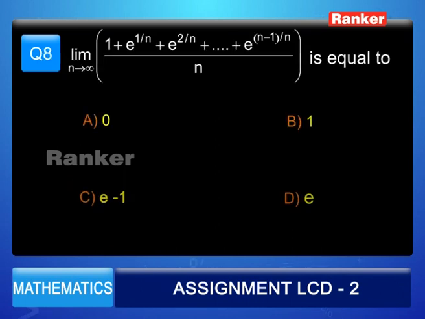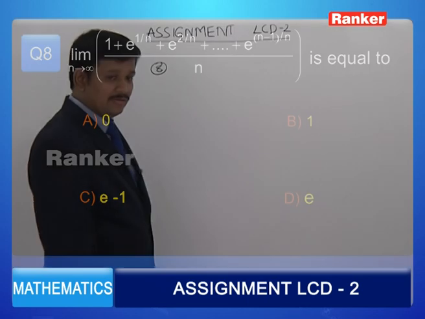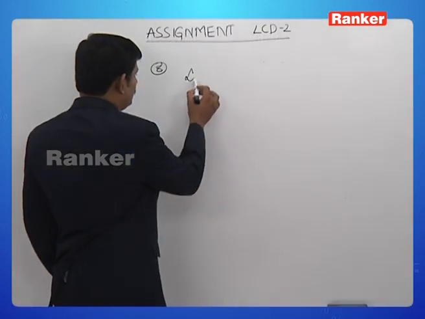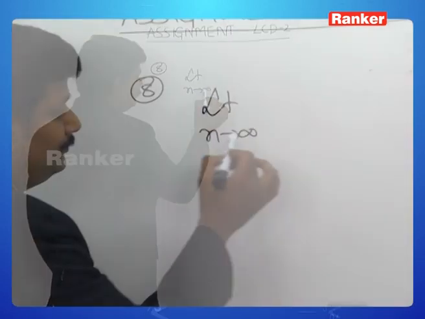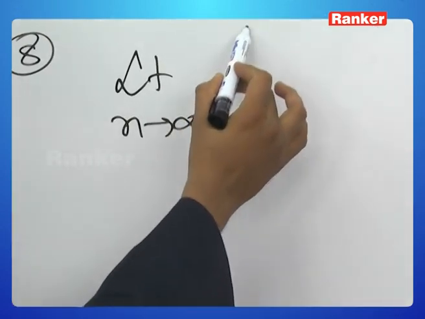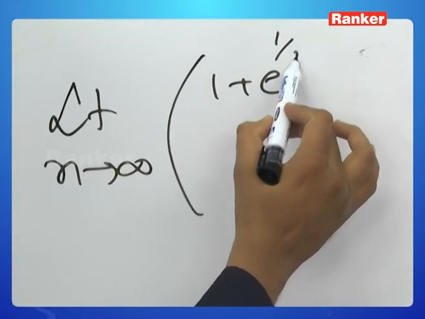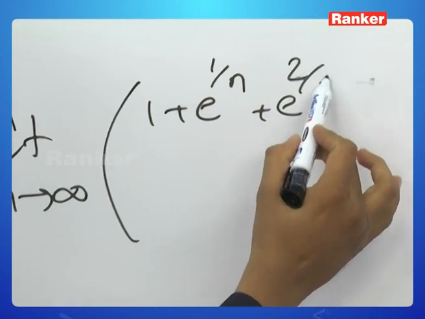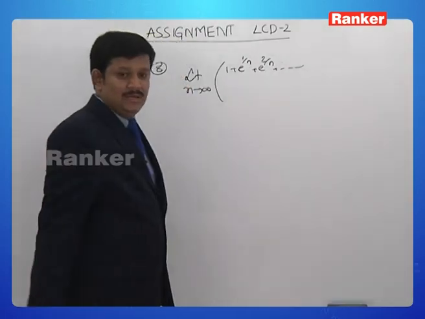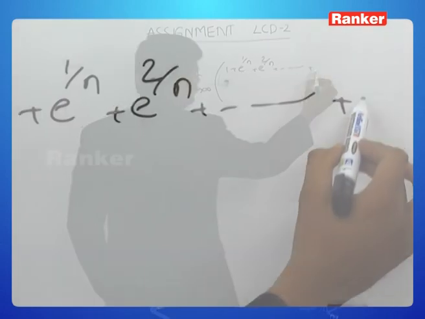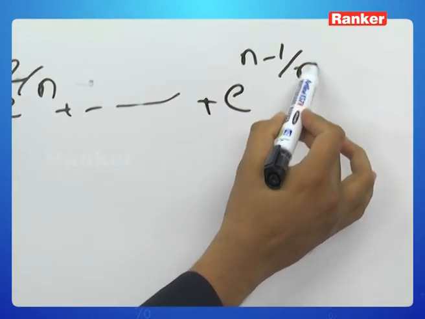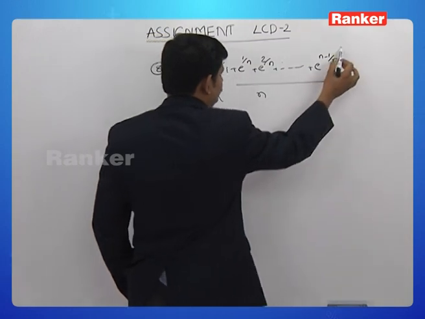Limit n tending to infinity, 1 plus e power 1 by n plus e power 2 by n plus so on up to e power n minus 1 by n, whole divided by n. We have to evaluate limit n tending to infinity 1 plus e power 1 by n plus e power 2 by n so on up to e power n minus 1 by n divided by n.